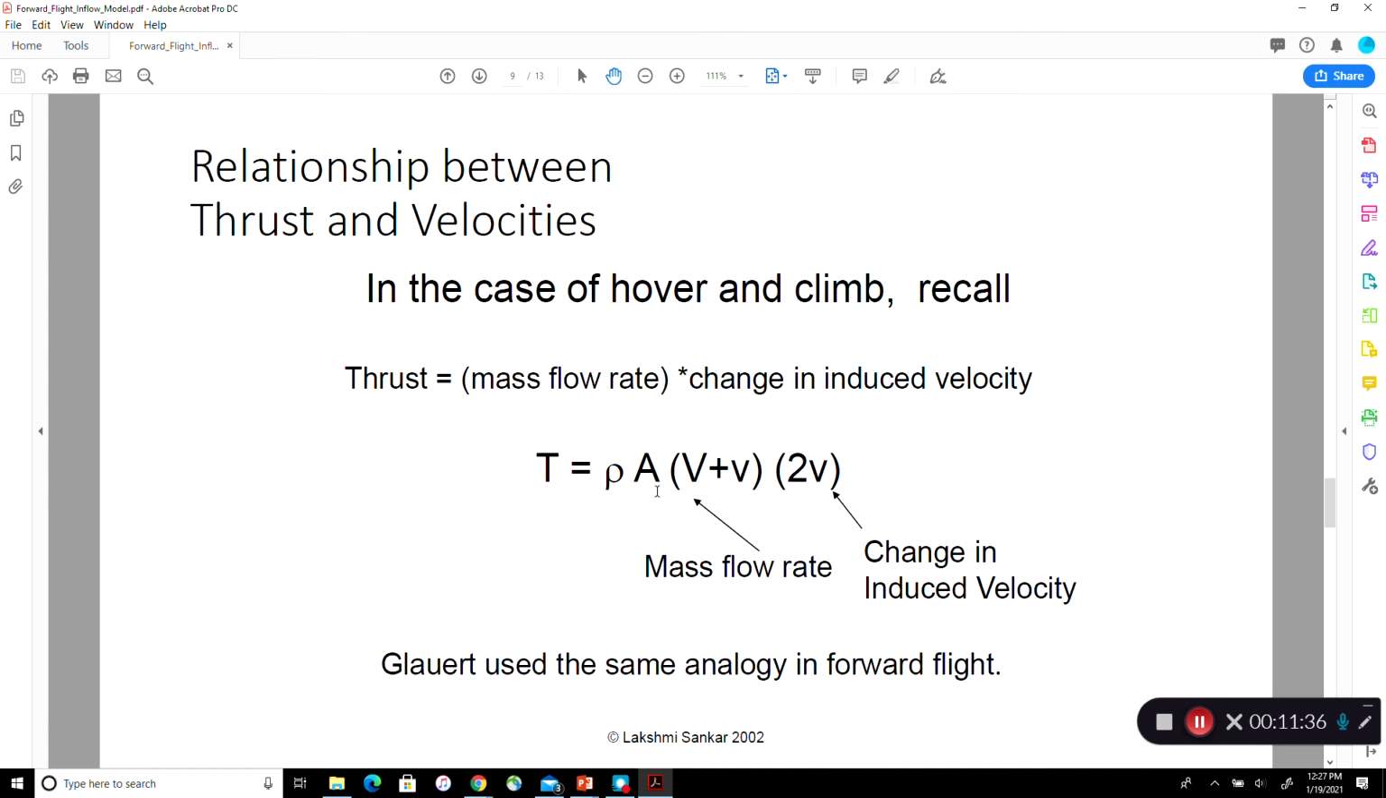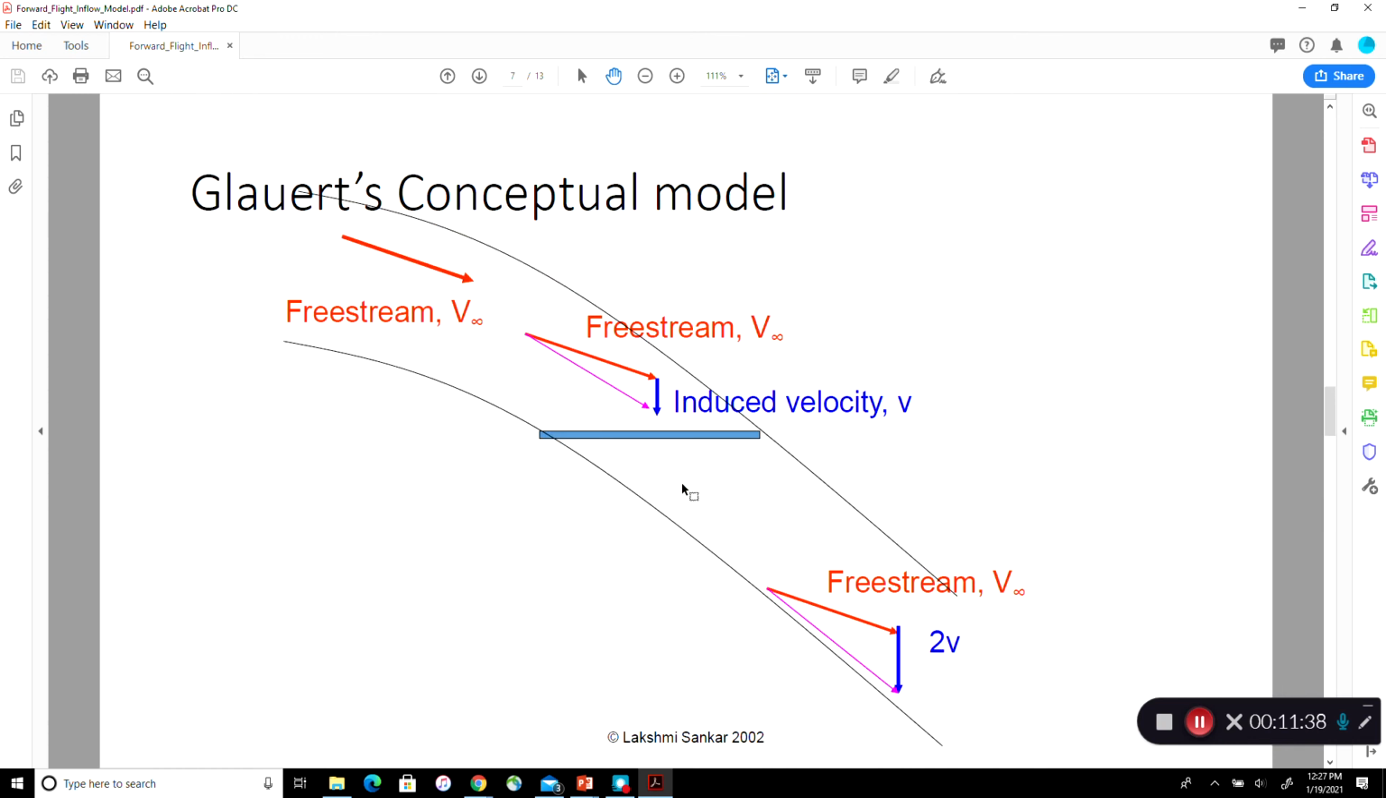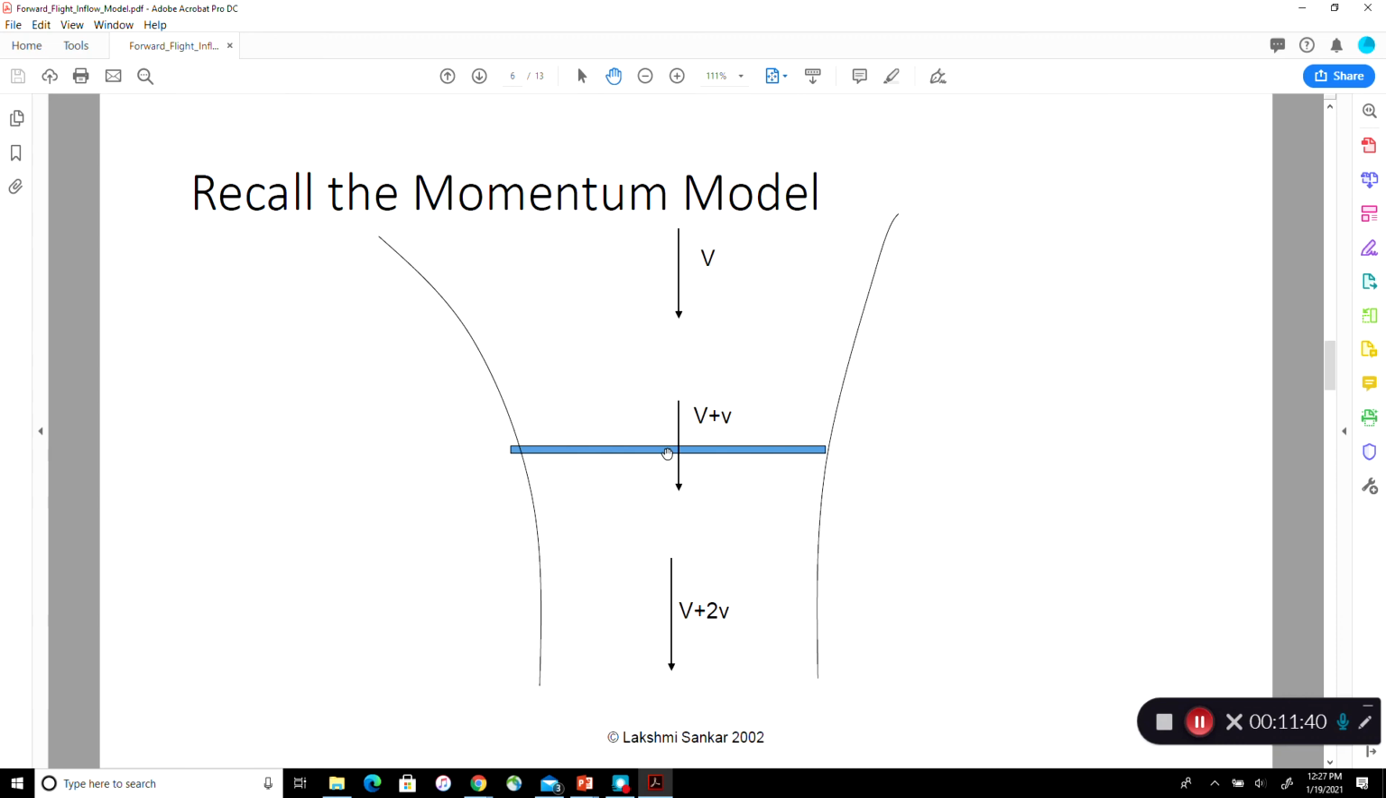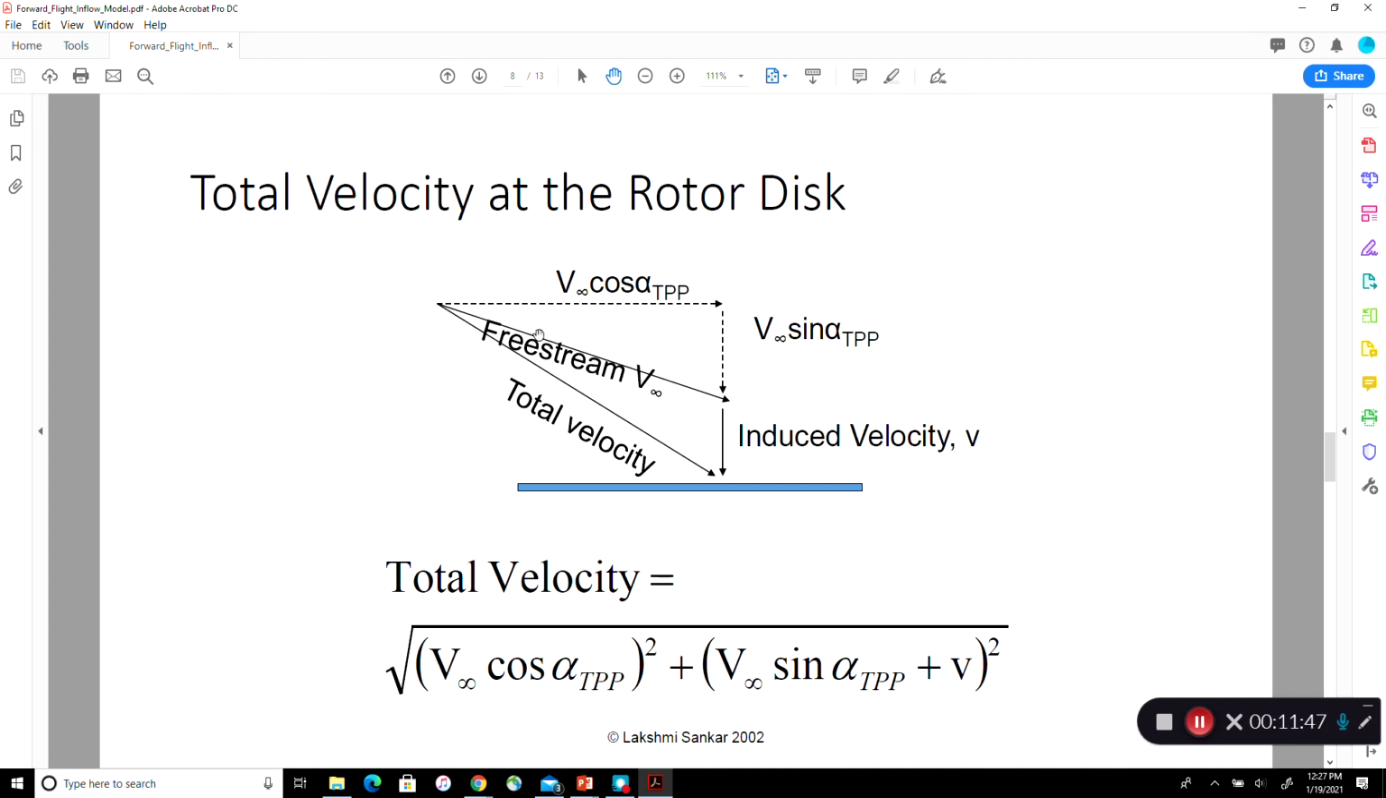In hover, it was rho A times V plus v that was the mass flow rate. Density times disc area times V plus v. So in our case here, the mass flow rate is density times disk area times this total velocity vector.